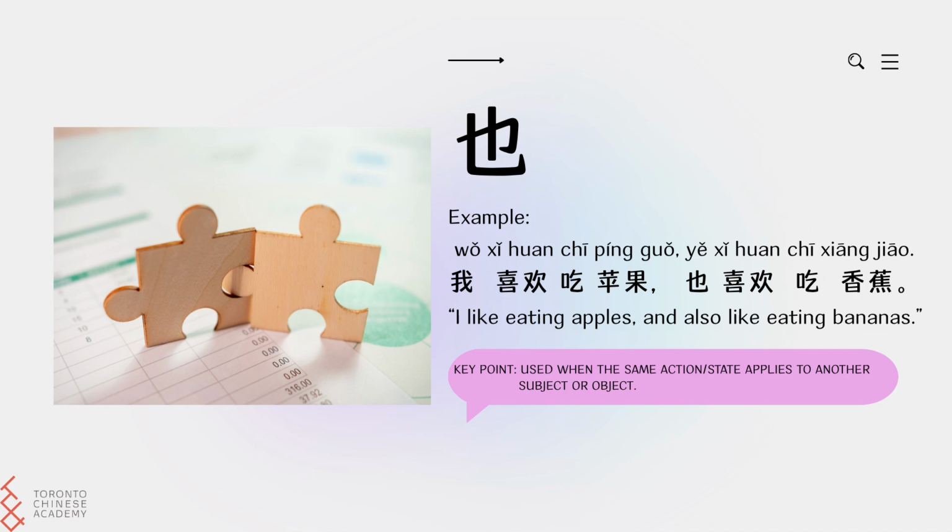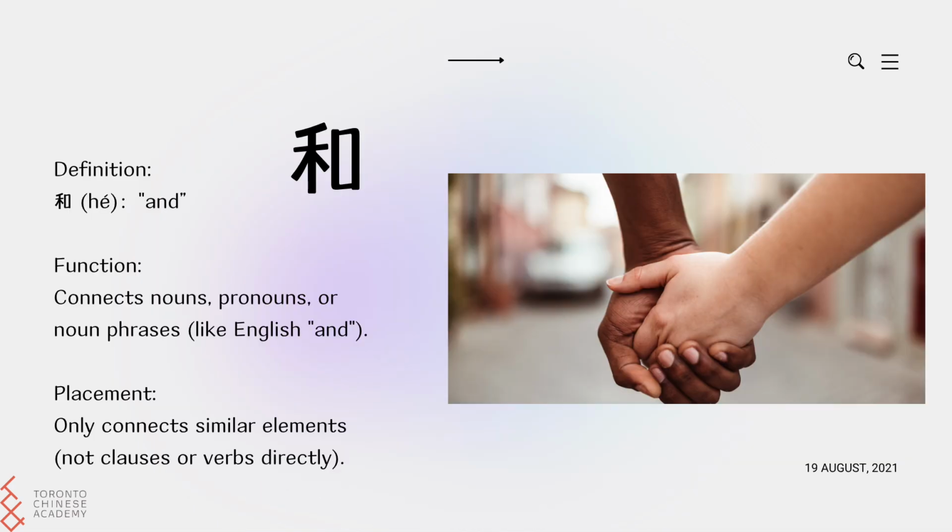A key point to keep in mind is that 也 is used when the same action or state applies to another subject or object. The definition of 和 is and. It functions to connect nouns, pronouns, or noun phrases. It works similarly to the English and. It is used to connect only similar elements, not clauses or verbs directly.